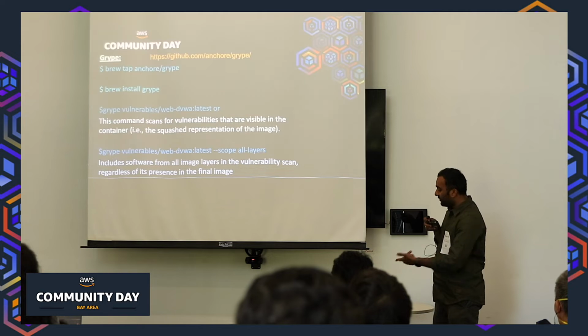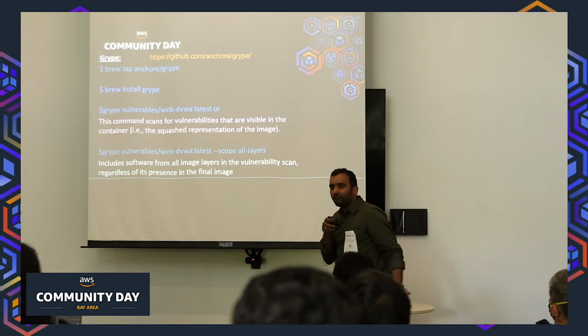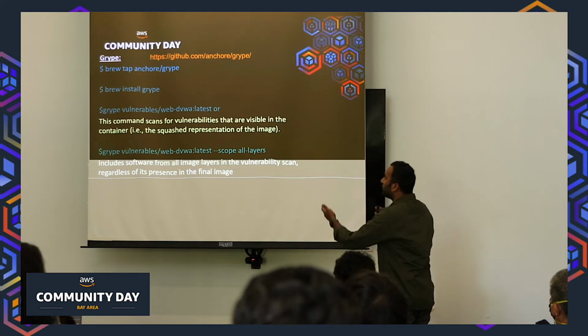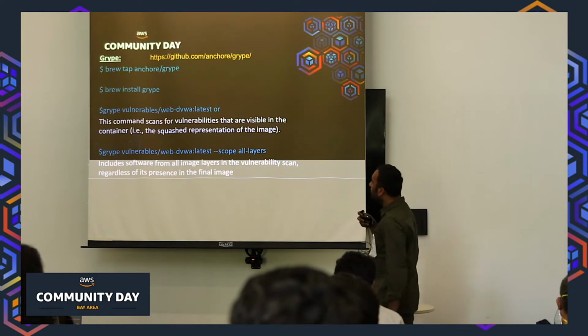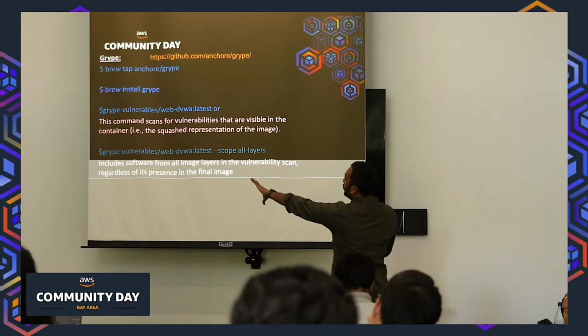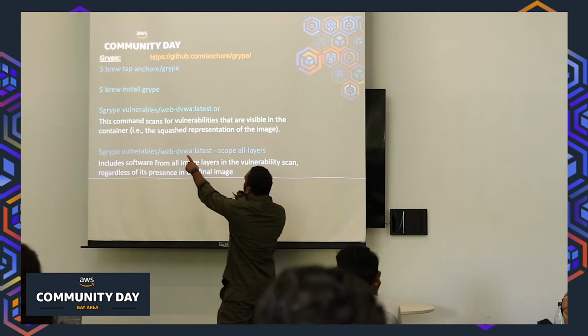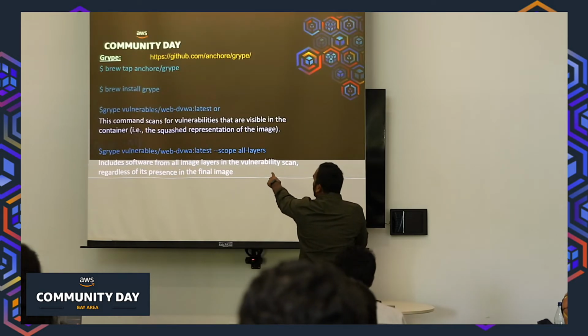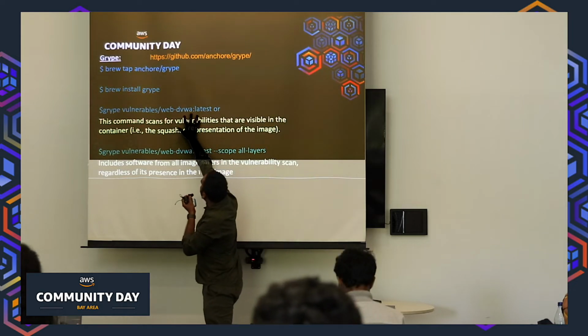Since I have a Mac laptop, I just did a brew tap and brew install. If you have Ubuntu or another system, you can do it from there. You can do an apt install on an Ubuntu system. And again, you can just bring that up. What I did for my container is I just used the scope all layers option. There are a couple of ways. I can just scan the container itself with the tag.